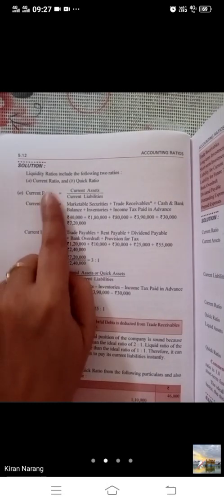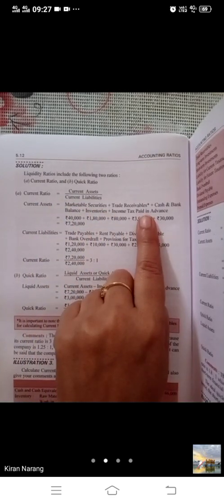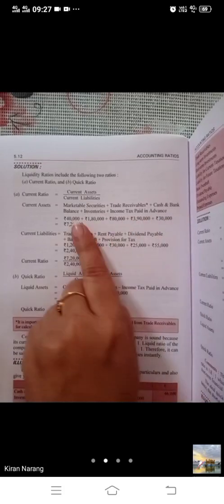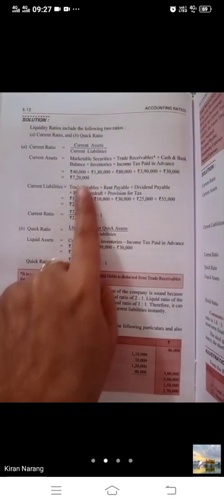Now you have to find out the items first, then you have to write like this. Liquidity ratio includes the following two ratios: current ratio and quick ratio. Current ratio is current assets upon current liabilities. Current assets, you have to take marketable securities, trade receivables, cash and bank balance, inventories, income tax paid in advance. All these you have to write. Then you have to take their value and the total current assets will be 720, that is 7,20,000.